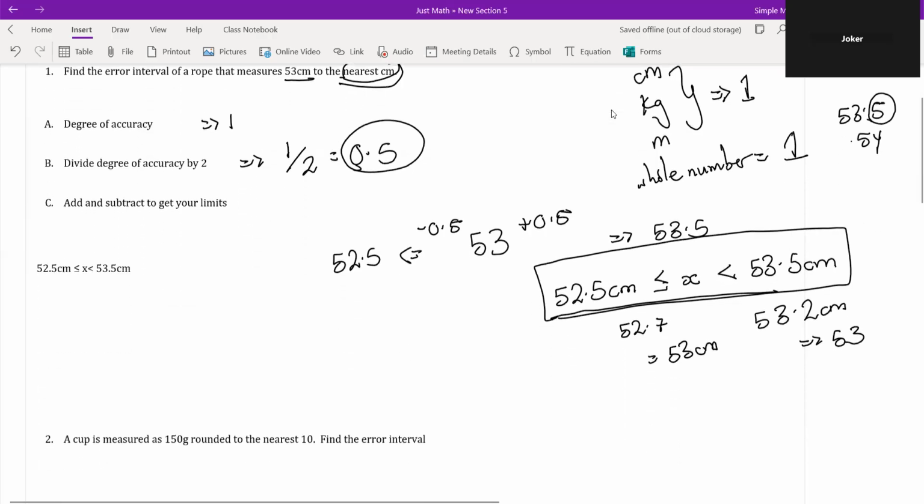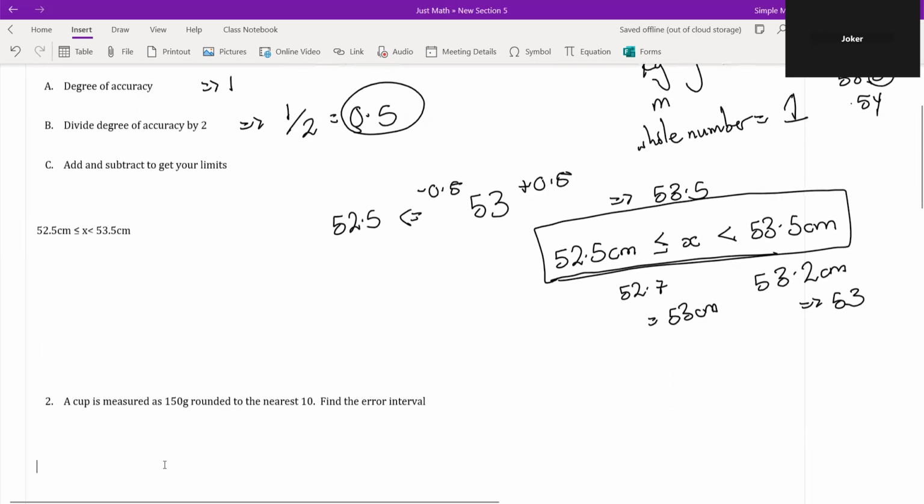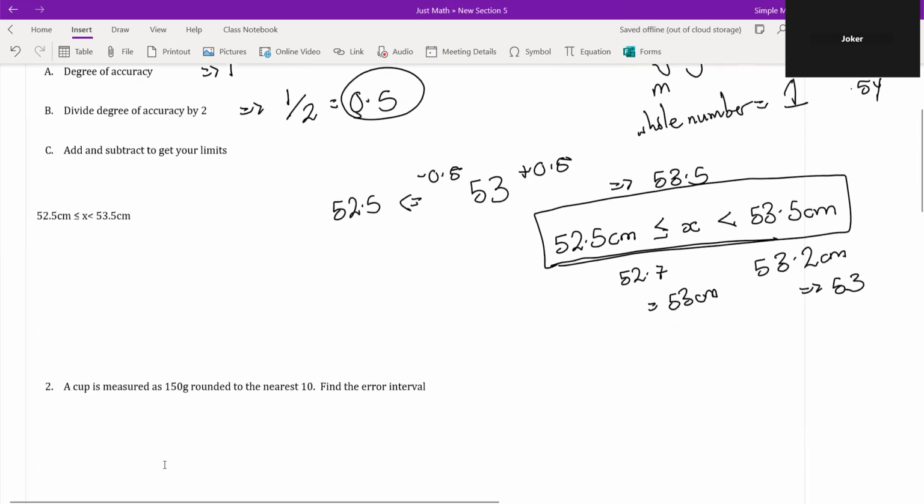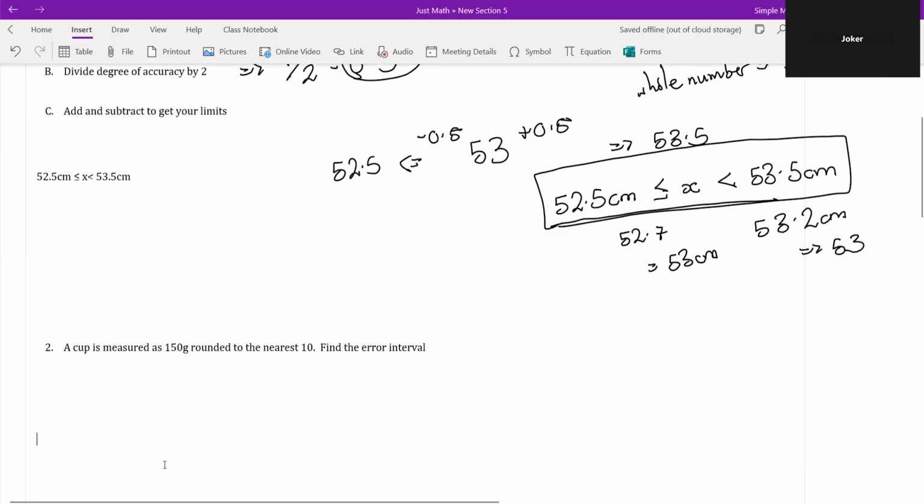A cup is measured as 150 grams, rounded to the nearest 10. Find the error interval. Again, it's still the same steps. We need to identify our degree of accuracy. They've given us the nearest 10, so our degree of accuracy is going to be 10.